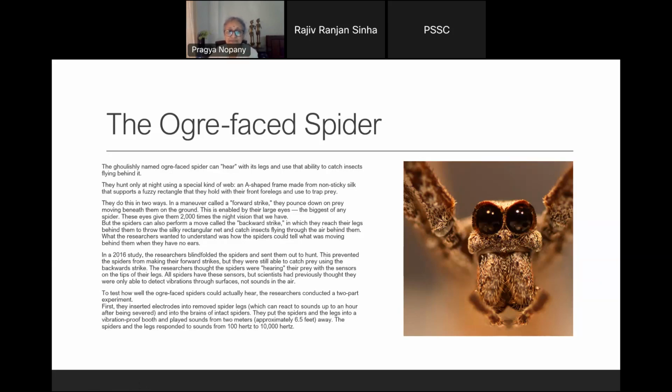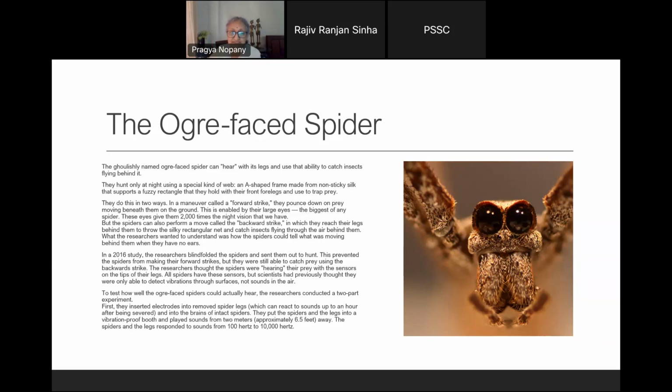But the spiders can also perform a move called a backward strike, in which they reach their legs behind them to throw the silky rectangular net and catch insects flying through the air behind them. What the researchers wanted to understand was how the spiders could tell what was moving behind them when they have no ears. Now, in a 2016 study, the researchers blindfolded the spiders and sent them out to hunt.